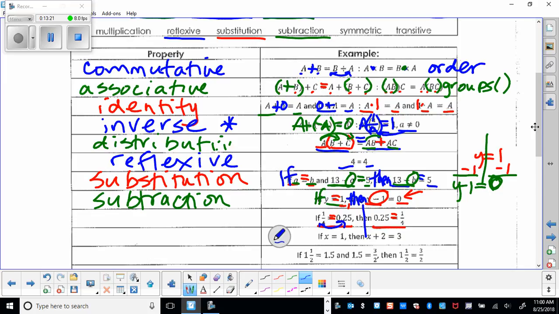But this has two equations, right? Reflexive only had one: this side is the same as that side. So this has two equations, and it's kind of reflected, but it's backwards. The order changed. So that would be symmetric.